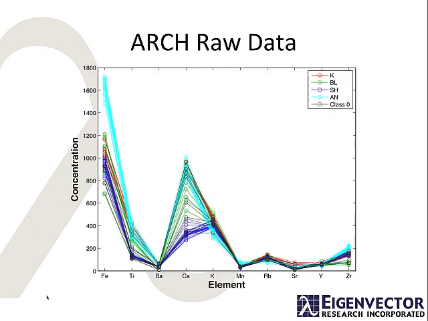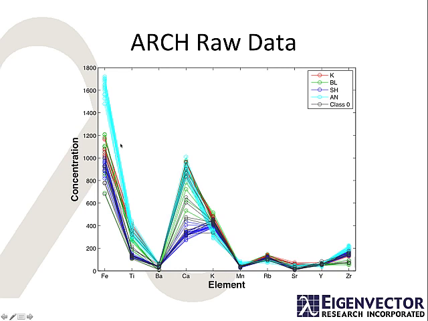This is what the raw data looks like for ARCH. So here we see each sample is plotted as a line, and we have the elements that are measured, their concentration in these samples across the bottom. So we have iron, titanium, barium, calcium, potassium, manganese, rubidium, strontium, yttrium, and zirconium. And the colors are by the classes, and that is what quarry they came out of.